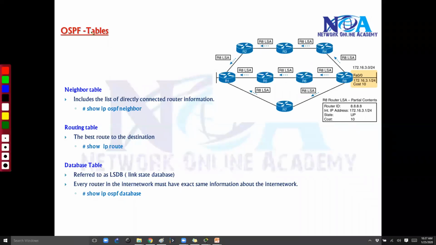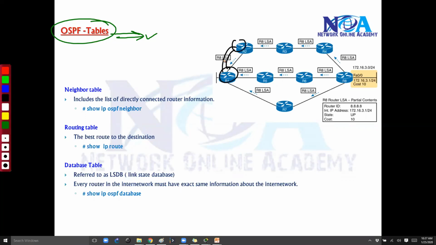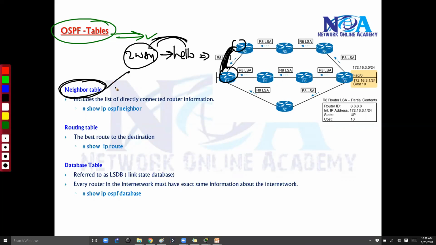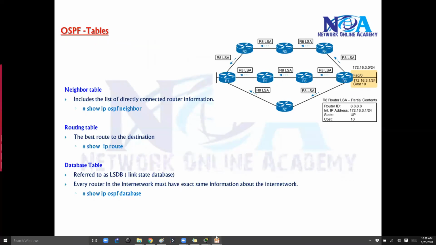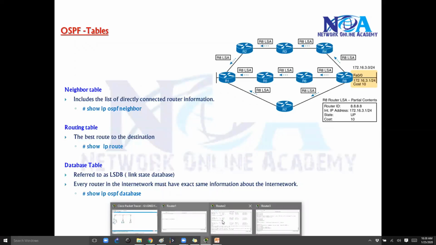Now OSPF tables, like we have seen already these tables in the previous sessions. Like the first stage, before the routers exchange their own information or the database, the first step is they need to establish the neighbor relationship, and that is done with the help of hellos. Like in the two-way stage we discussed, they will exchange the hellos. Once they come to the two-way stage, they establish the neighbor relationship and build the neighbor table. And we can verify that neighbor table by using the show ip ospf neighbor command.